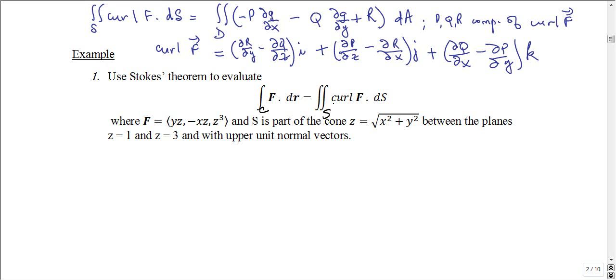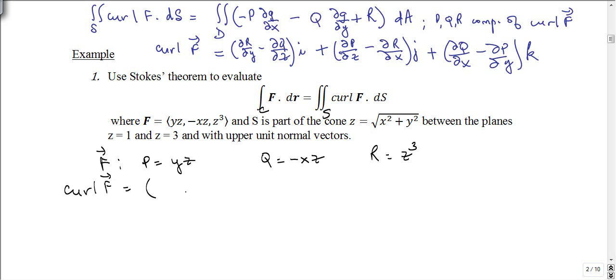Okay, the first thing we should do is to calculate curl F. Alright, so let's do that. So in F, I don't want to confuse these P, Q, and R, but in F, P is YZ, Q is minus XZ, and R is Z cubed. Okay, let's find curl F. So the formula is right up there.